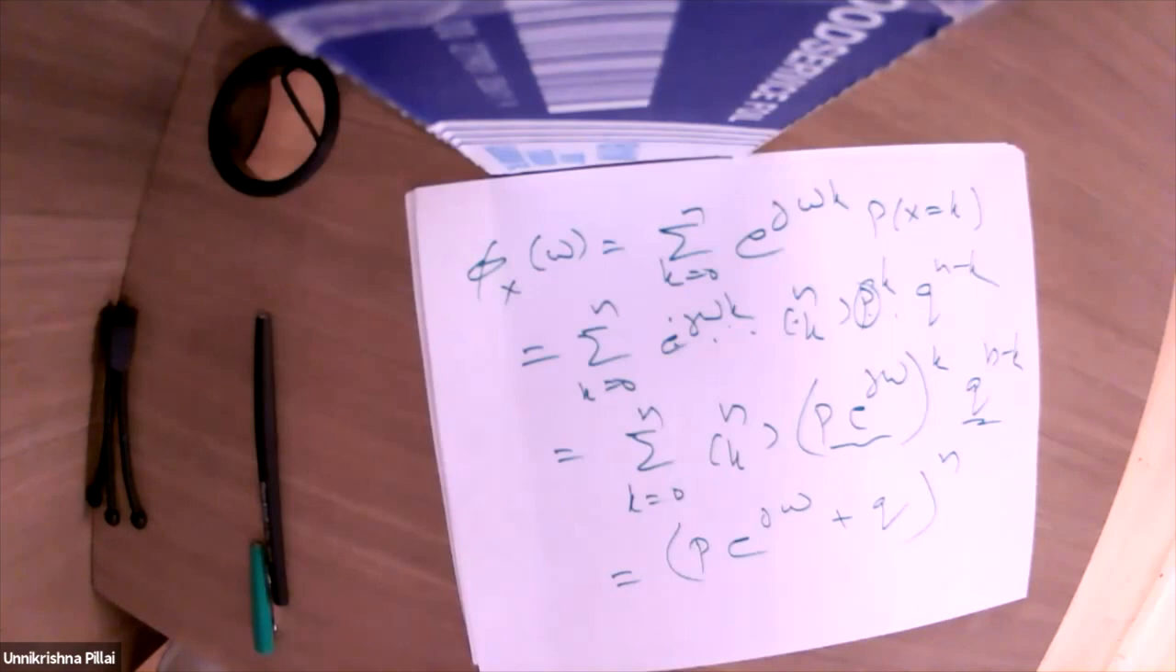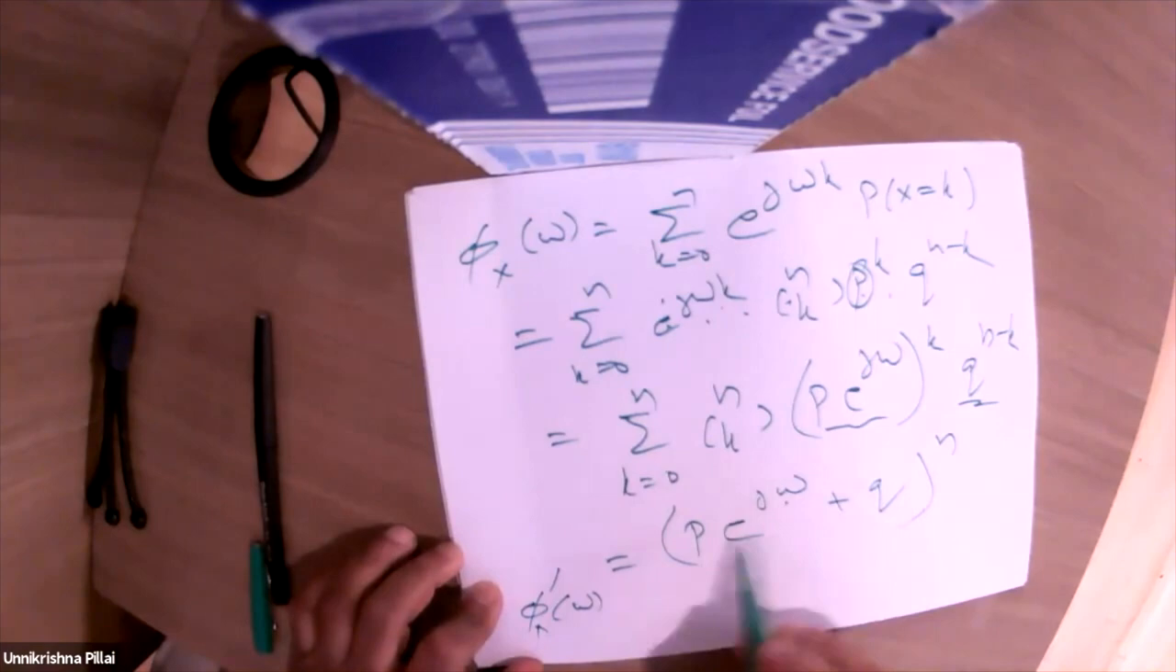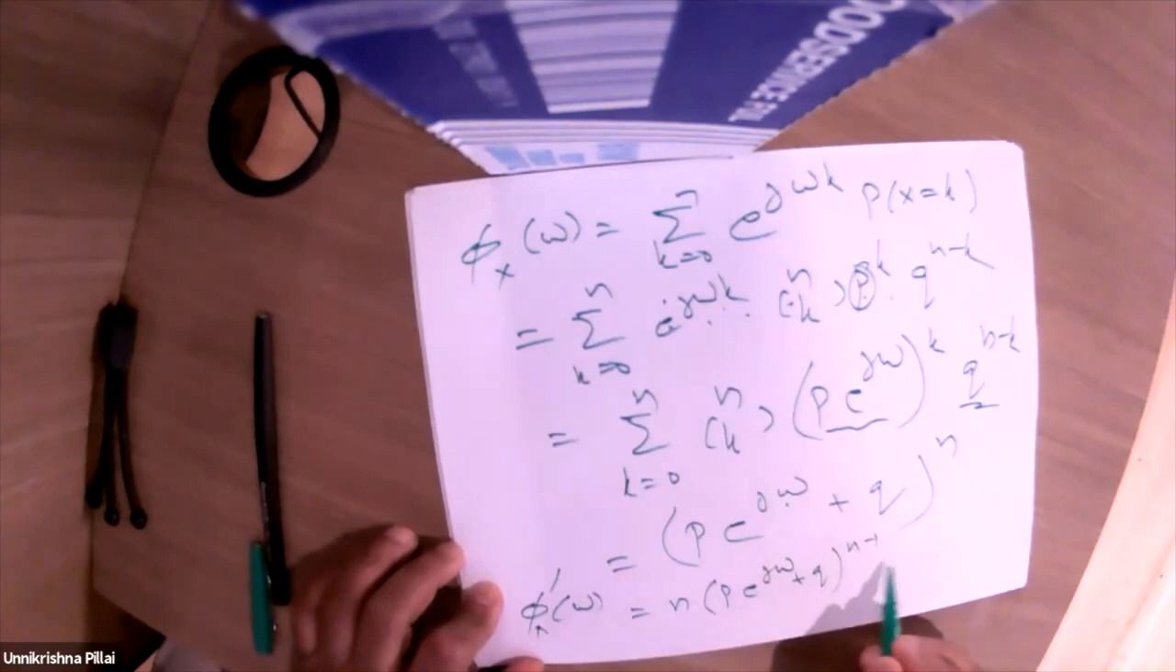So if I take the derivative, I can find its mean and variance. Let me just do one or two examples to give you an idea. So here is another tool for you to find the mean and variance. Let me take the derivative right away. Remember, the derivative is with respect to omega. There is no x here. So what's the derivative? Let's use the derivative formula. N multiplied by p e raised to j omega plus q, to the power n minus 1, multiplied by anybody? Multiplied by what?